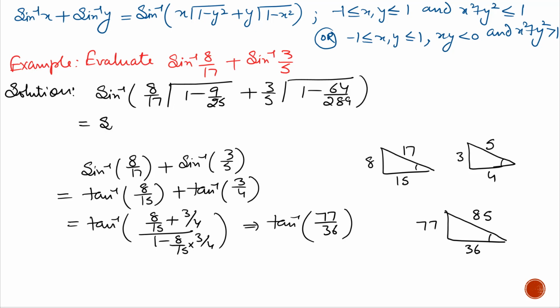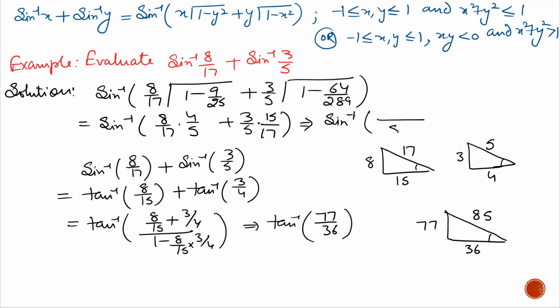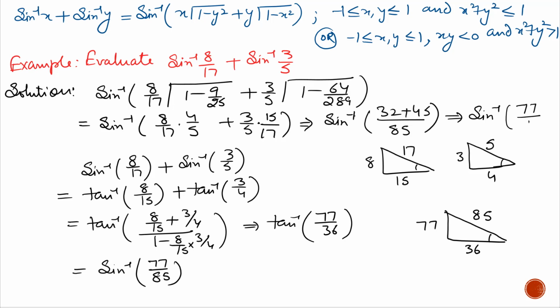And after solving, we will get sin inverse of 8/17 into 4/5 plus 3/5 into 15/17, which gives the answer sin inverse 77/85. Here the perpendicular is 77 and the hypotenuse is 85. So we can say that tan inverse 77/36 equals sin inverse 77/85.